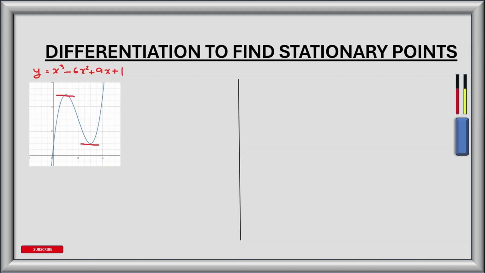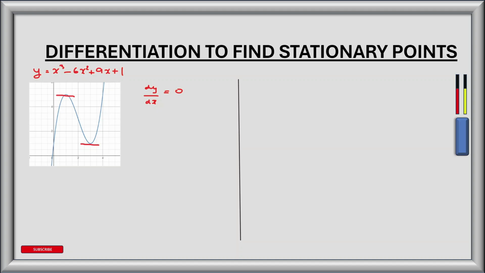These are known as stationary points on the curve. At these points, the rate of change of y with respect to x is 0. So at these points, dy by dx is equal to 0. So to determine these stationary points, we need to differentiate our function y is equal to x cubed minus 6x squared plus 9x plus 1.